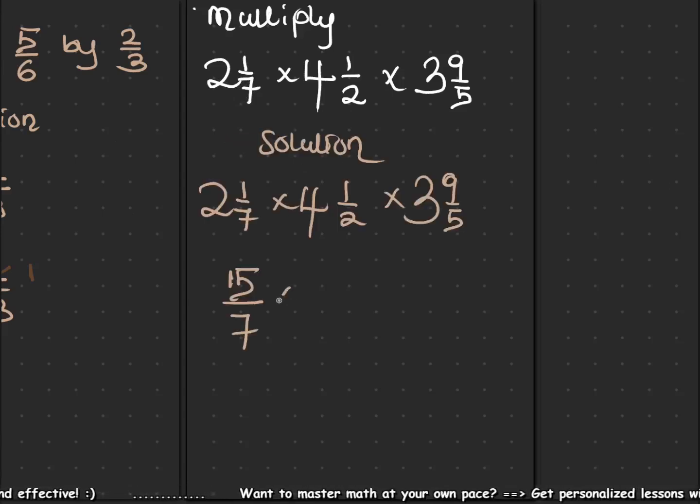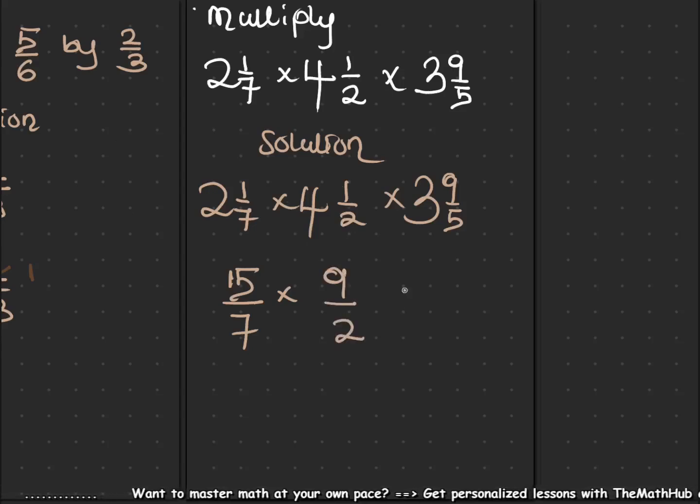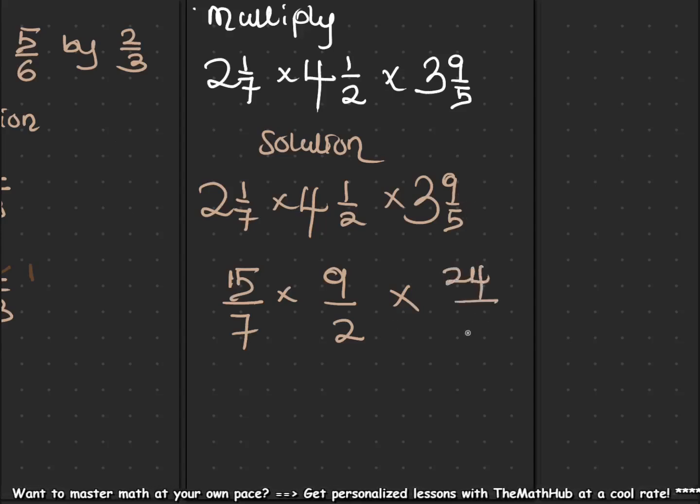Then for the second one here, we have 4 whole number 1 over 2. That is 4 times 2 giving us 8. 8 plus 1, we have a 9 over 2. Then 3 times 5, 15. 15 plus 9, we have 24. So 24 over 5.